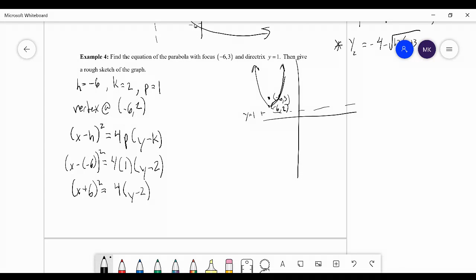There's our lovely equation. Now, if you wanted to type this into your calculator, we just need to solve for y. So divide by 4, add 2, and you get an equation of y equals. You punch that into your calculator. So that's pretty nice. It's pretty easy, right? So let's move on.